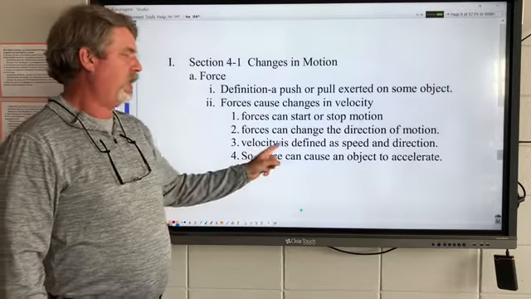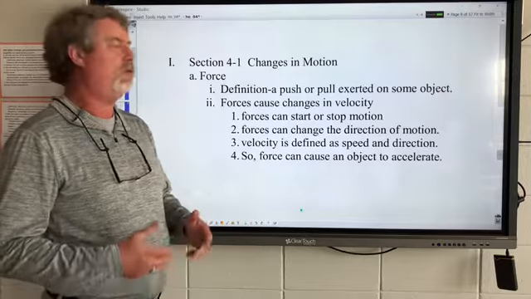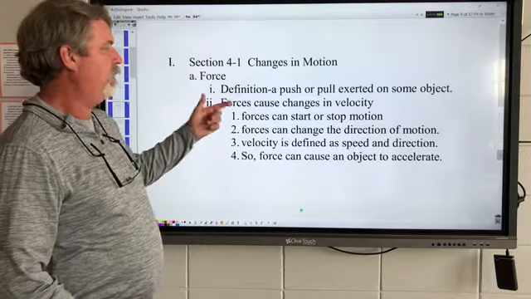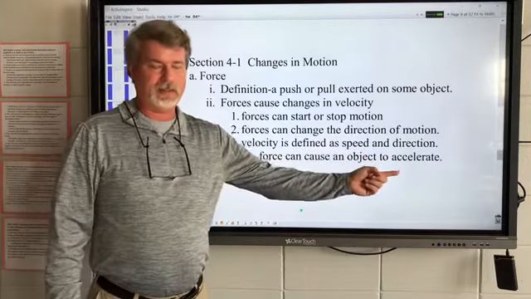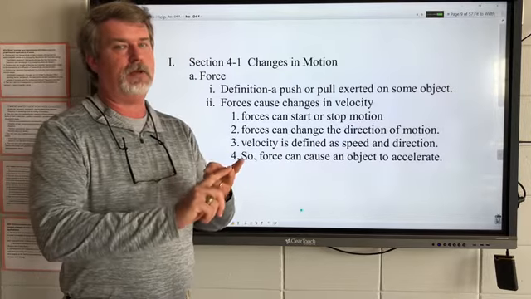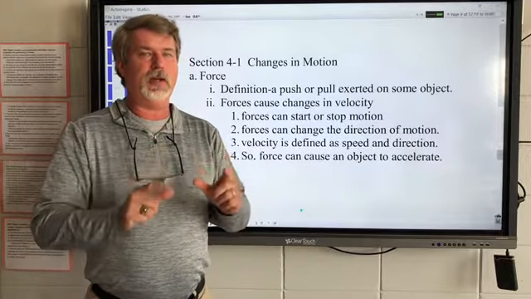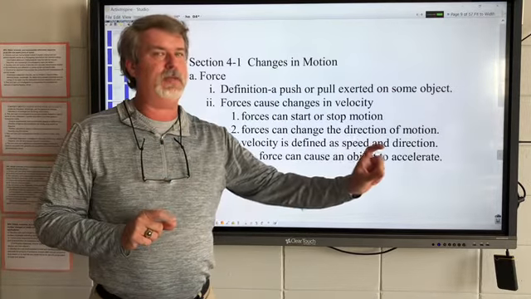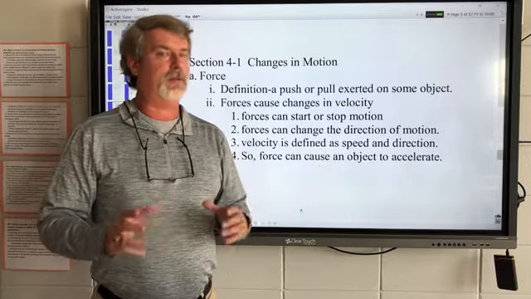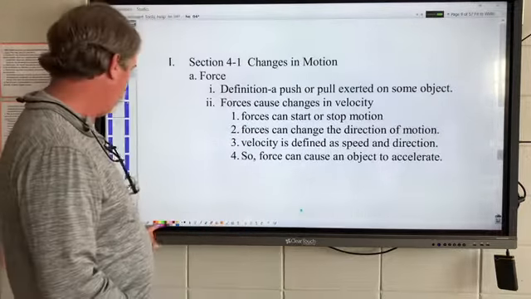All right, since velocity is defined as speed and direction, a force can change the speed or change the direction. That means forces make things accelerate. Acceleration occurs three ways: speed up, slow down, or change direction. So it's important to remember that when an object is traveling at the same speed, the forces are balanced on it and there's no net force making it go faster.